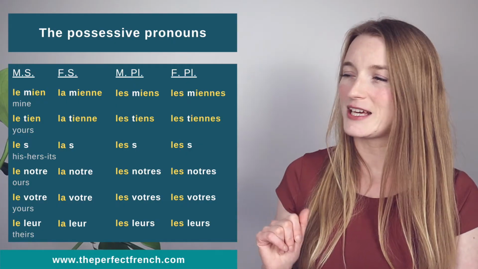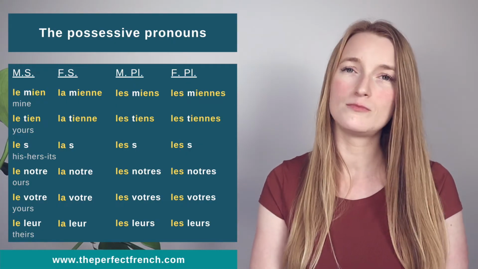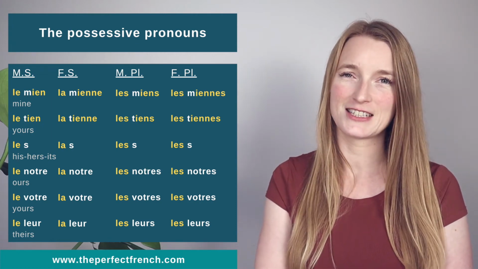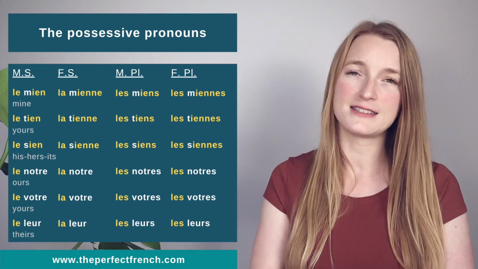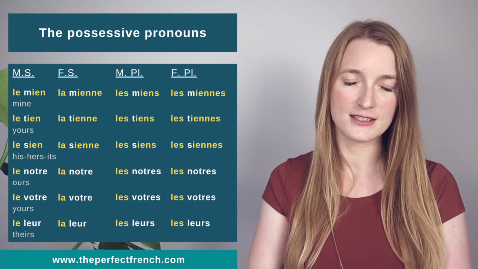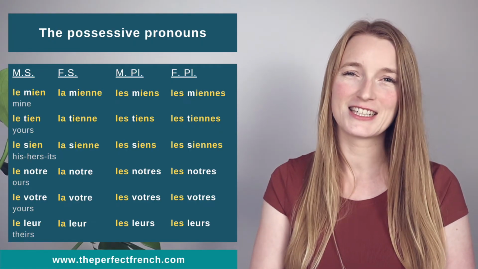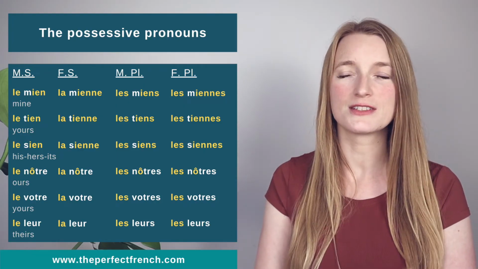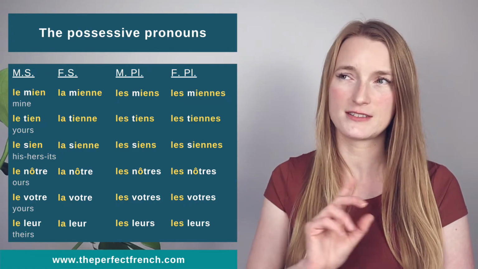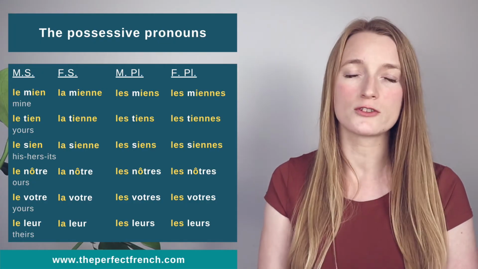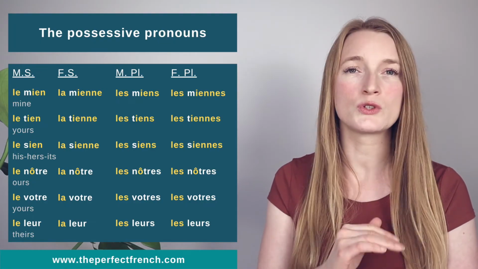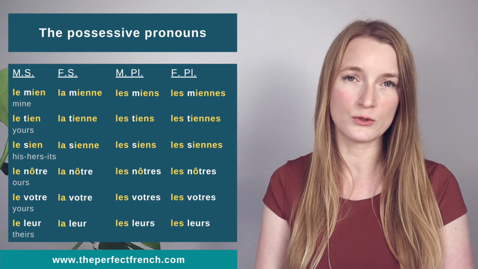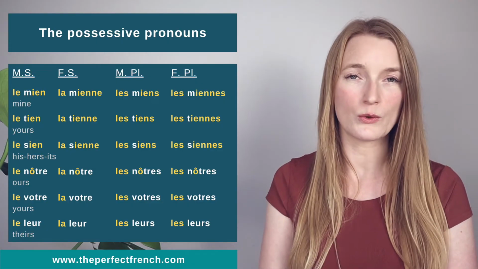For the T, we have le tien, la tienne, les tiens, les tiennes. For the S, le sien, la sienne, les siens, les siennes. For this one, we have le nôtre. So this is not notre. Nôtre is a different type of O, the one with the accent. Le nôtre. La nôtre.